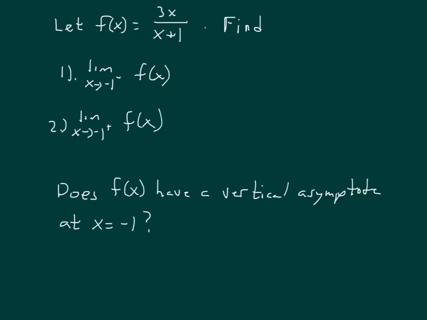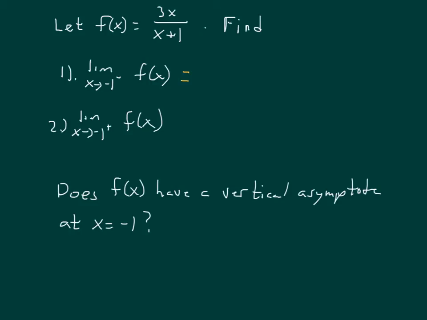Okay, welcome back. In this case right here, when I have the limit as x approaches -1 from the left of f of x, I'm putting numbers that are smaller than -1, or to the left of -1, in for x. So when I put in numbers coming from the left, I have numbers that are farther away from 0, but they're negative.